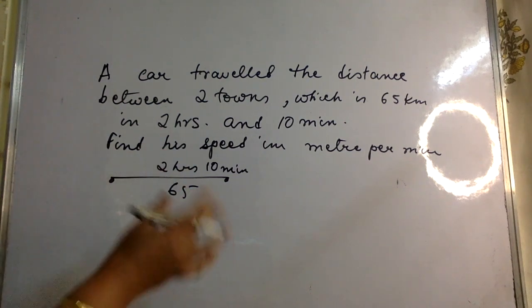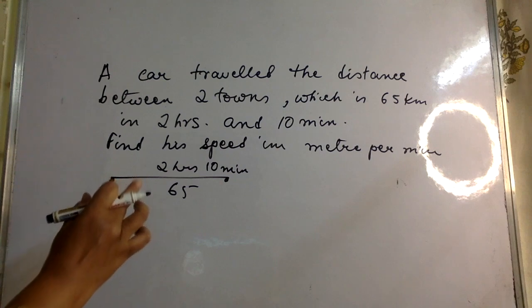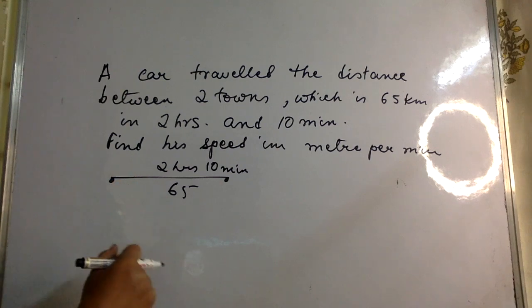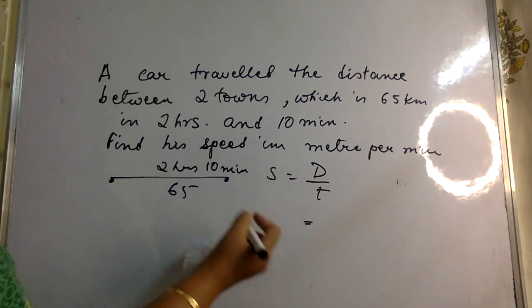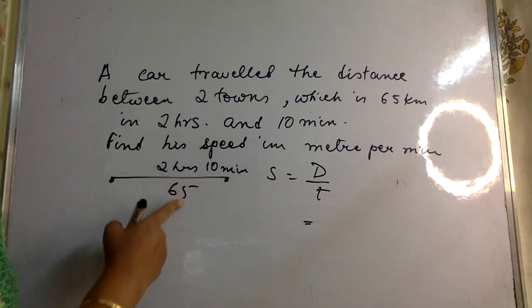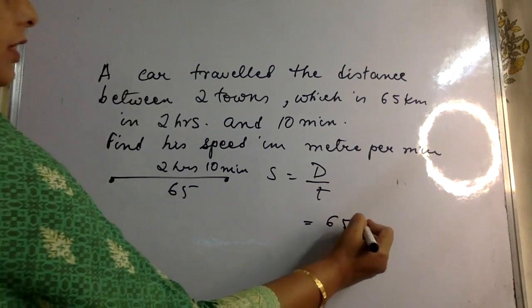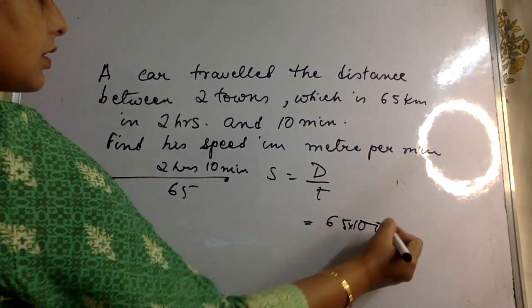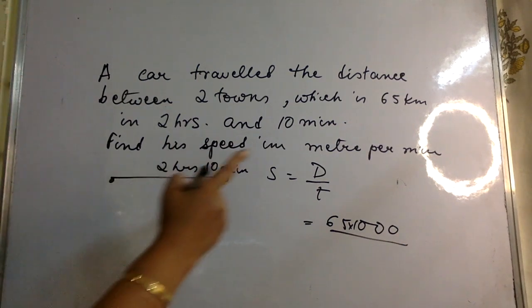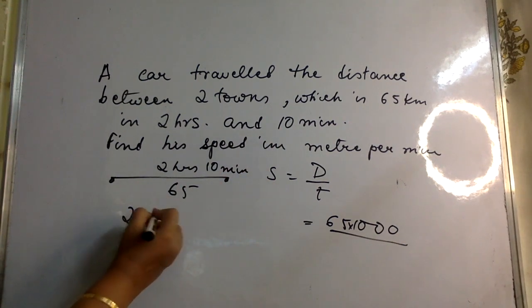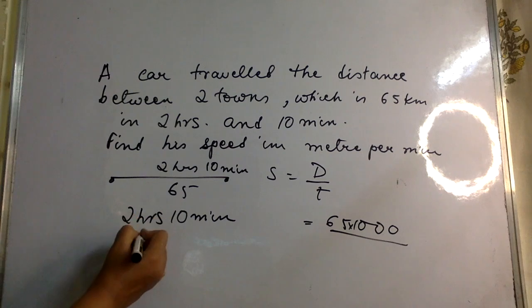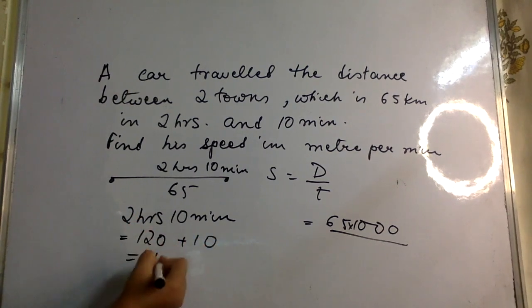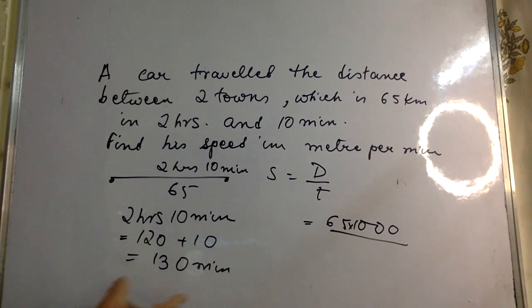First thing is, let me find the speed. This is 65 kilometers. Speed is distance by time. Firstly, since it is in kilometers, let me convert 65 kilometers to meters, into 1000. Then time, they want it in minutes. So 2 hours 10 minutes in full minutes: 2 hours is 120 minutes plus 10, that is 130 minutes. So I have completely converted it.